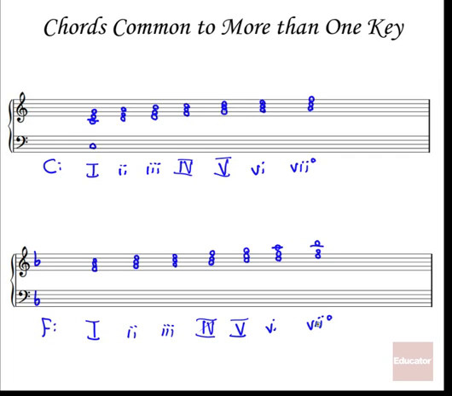Okay, so nothing new here. We're just looking at two closely related keys. And now we want to see which chords these two keys have in common. So let's see. Of course they both have this F major in common.